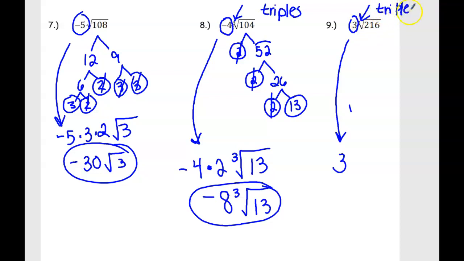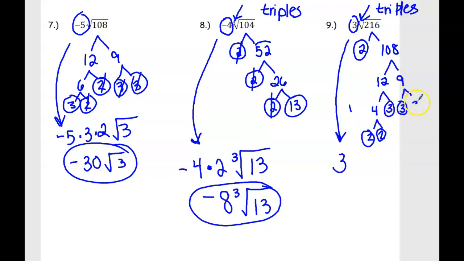Okay, I'm going to take 216. I do know it's even, so maybe I can say 2 times 108. 108, maybe I'll do 12 times 9. 12, I've got 4 times 3. And for 4, I could say 2 times 2. All right, the other branch, my 9, I could say 3 times 3.